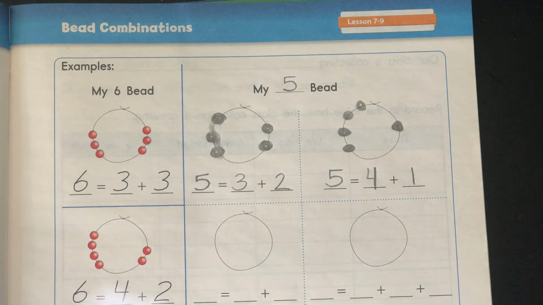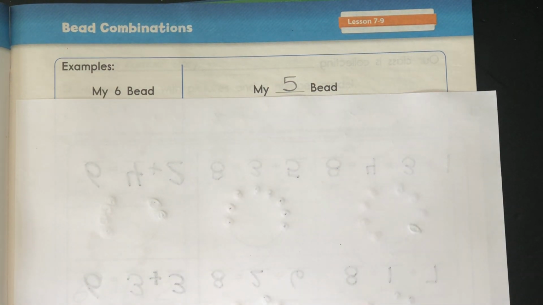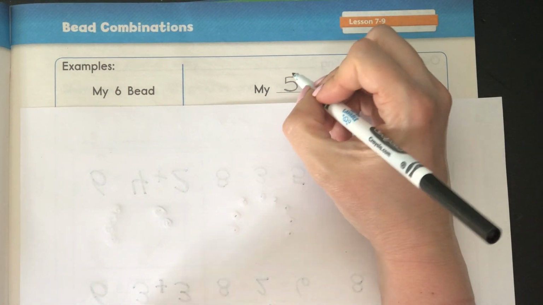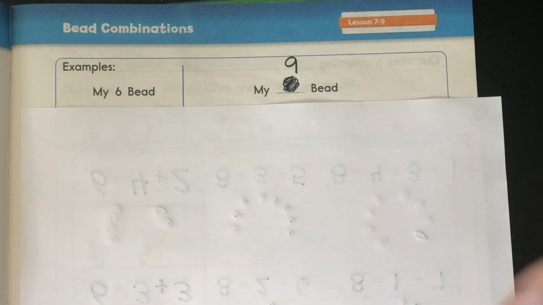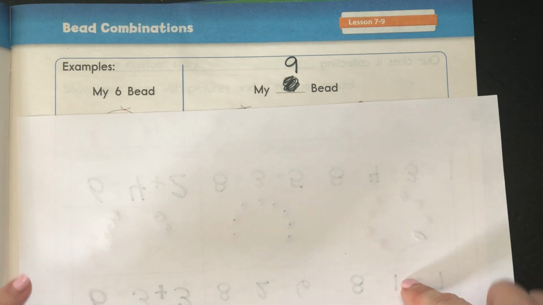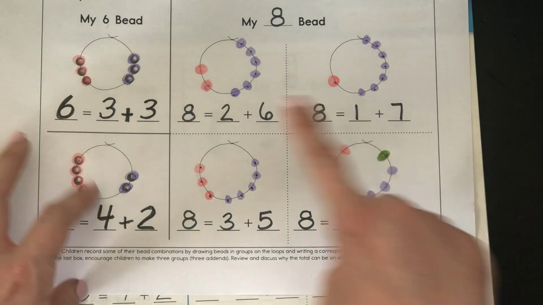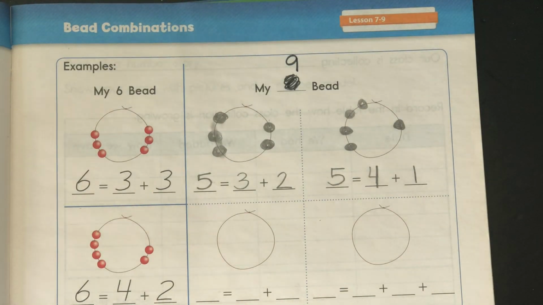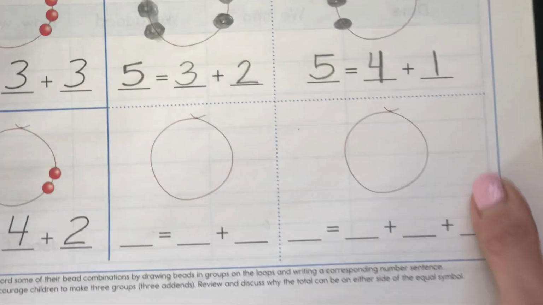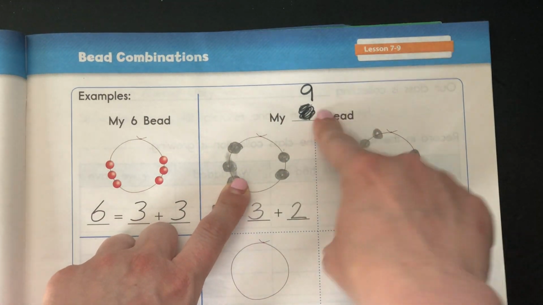What I want my love bugs to do, where it says my blank bead, I want you to do the number 9. Can you write 9 for your bead in your journal? Great. And then underneath, where you see this part, I want you to show me 4 different ways to make 9. Okay? And love bug families, when your child gets that done, I want you to send me just this page so I can see the 4 different ways they made 9.